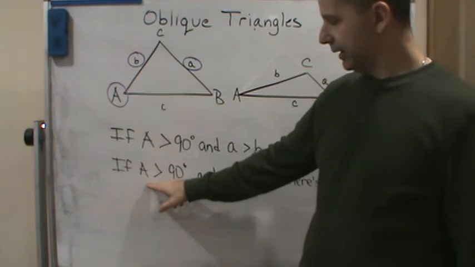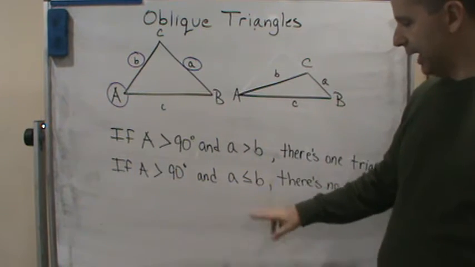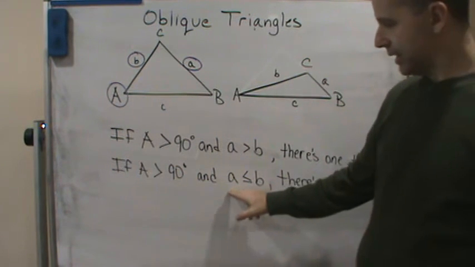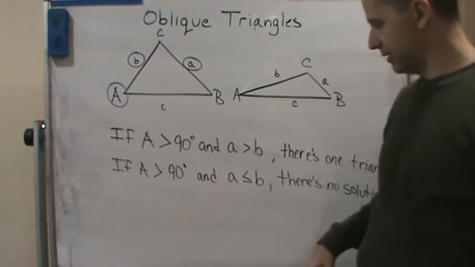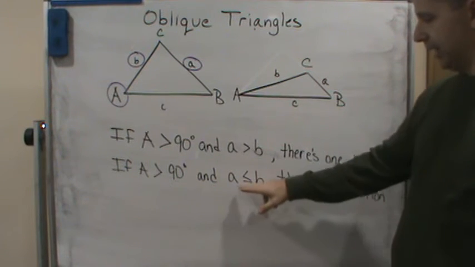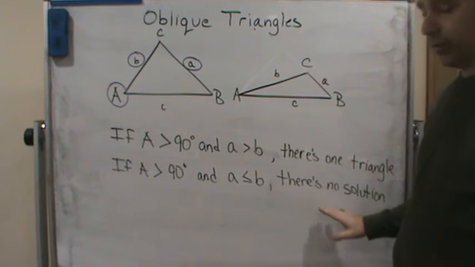If A is greater than 90, and A, which is the side opposite this obtuse angle, is less than or equal to B, then there is no triangle. Okay?